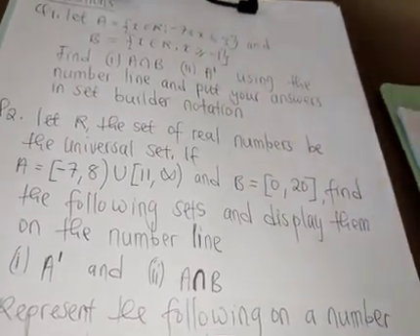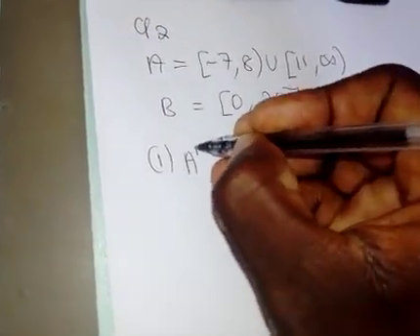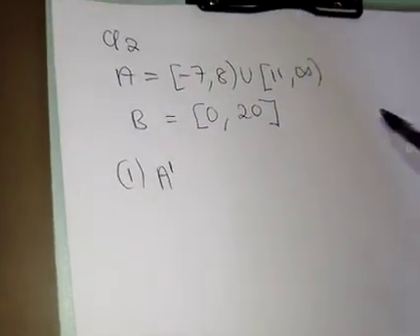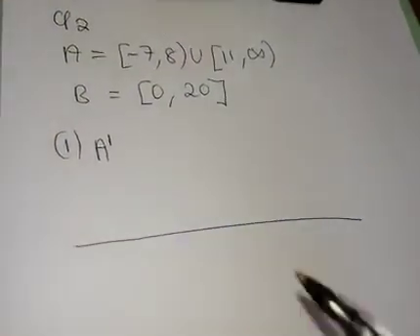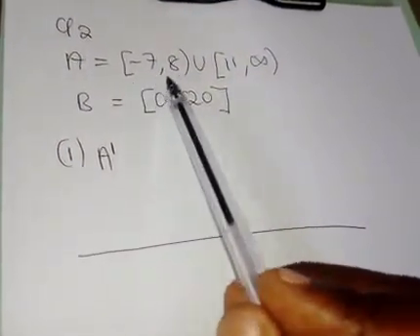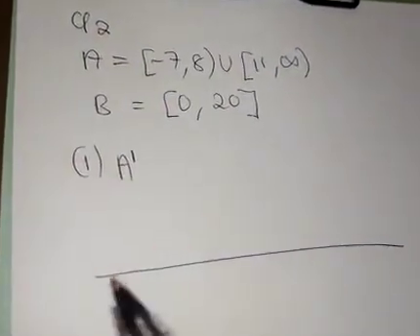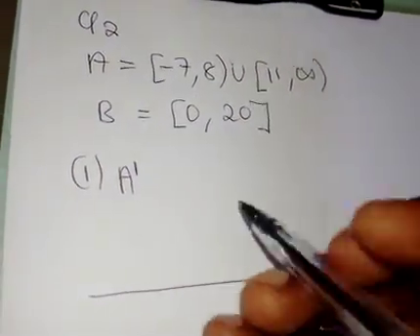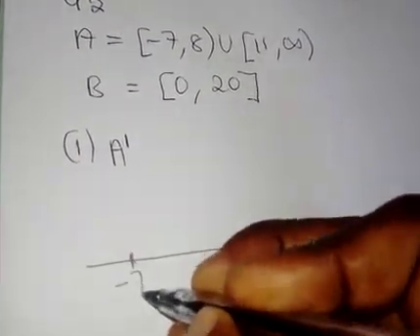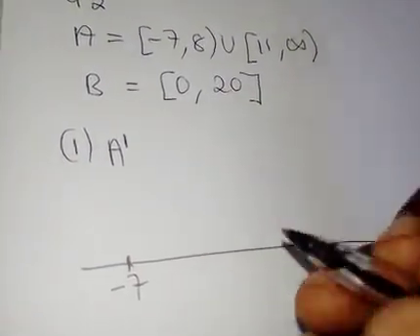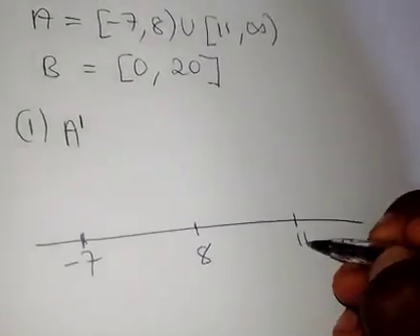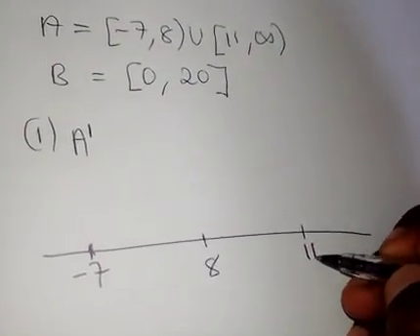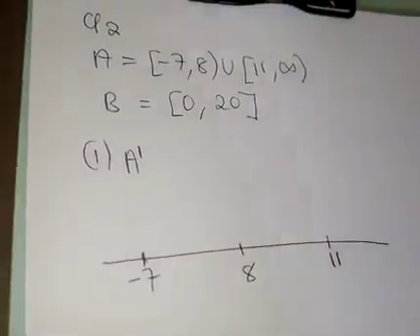So we should find A complement. The first thing is to find A complement. How do we find A complement? Let's first show A on a number line. So we have to show set A on a number line. For set A, as you can see, the first part of set A, we have from negative 7. So let's first show these numbers. From negative 7, there is also 8 there. But from 8, we also have 11 somewhere this side. Okay. Negative 7, 8, and 11.